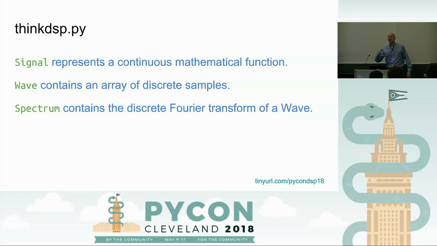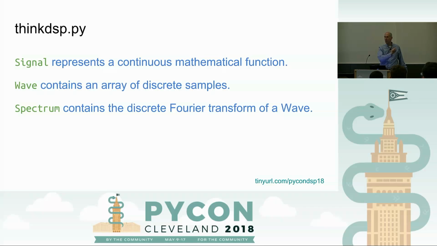Next thing I want to introduce is the module that is in ThinkDSP and that we'll use for the workshop. There are three classes that you need to understand here. One of them is a signal class that represents anything that varies in time. When we're thinking about sound, it's the amplitude of a pressure wave in air. That's what sound is. That's varying over time and represented, in this case, by a continuous mathematical function. A wave is what you get if you take a continuous signal and sample it at a discrete sequence, usually equally spaced points.